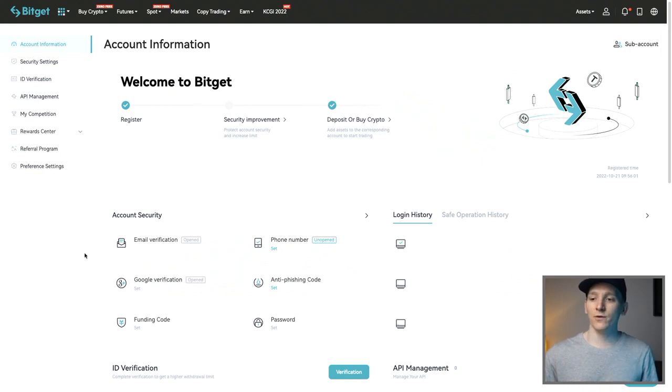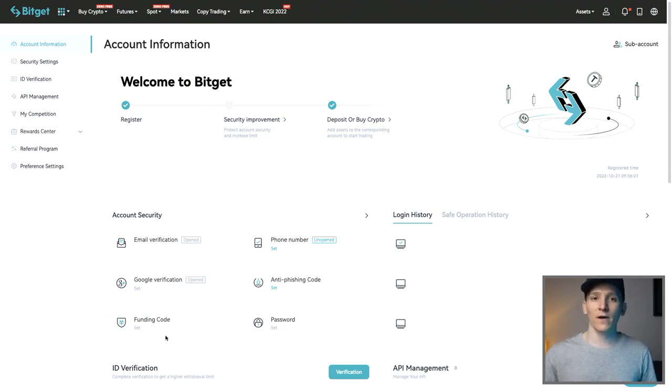Now, the main thing that you'll want to get set up is Google verification. So download Google Authenticator on your phone and link it up here. It just adds security to your account. And whenever you log in or take crypto or anything else off the platform, it will check that verification for you. So it just increases security if your account gets hacked.